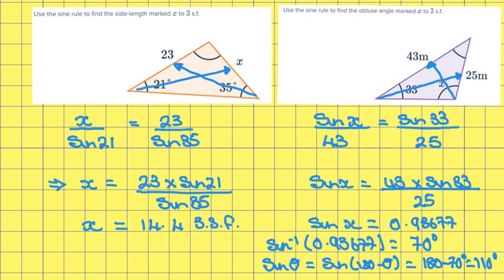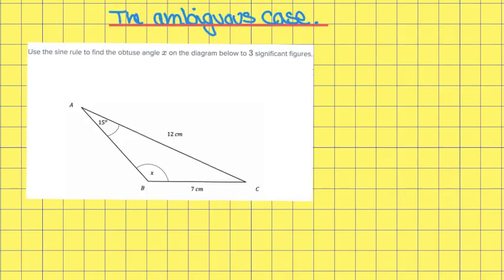That is called the ambiguous case. In some instances, when you are using the sine rule, it is possible to get two different angles, one acute and one obtuse. Let's go through another example of the ambiguous case. Use the sine rule to find the obtuse angle x on the diagram below to three significant figures. So we've got angle x is opposite 12, and we've got angle 15 is opposite 7.